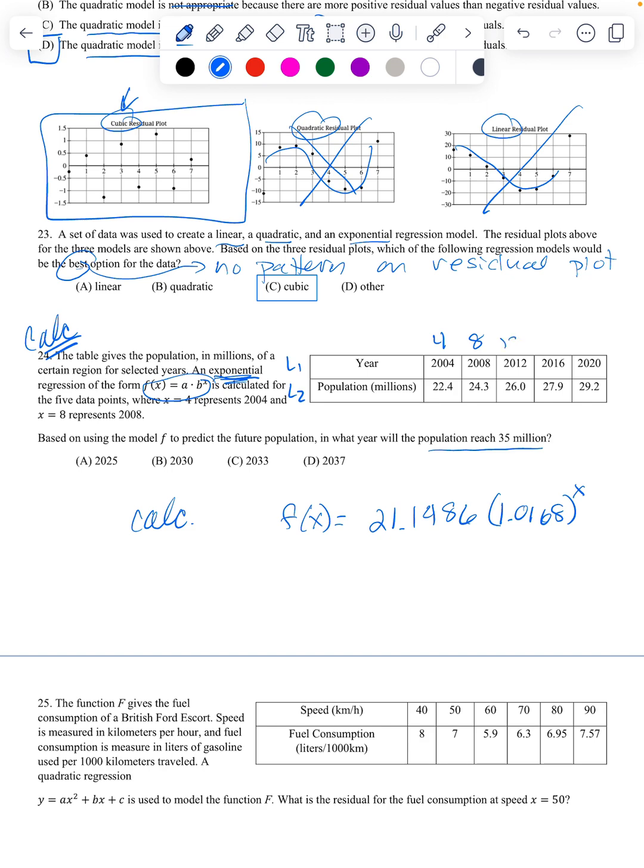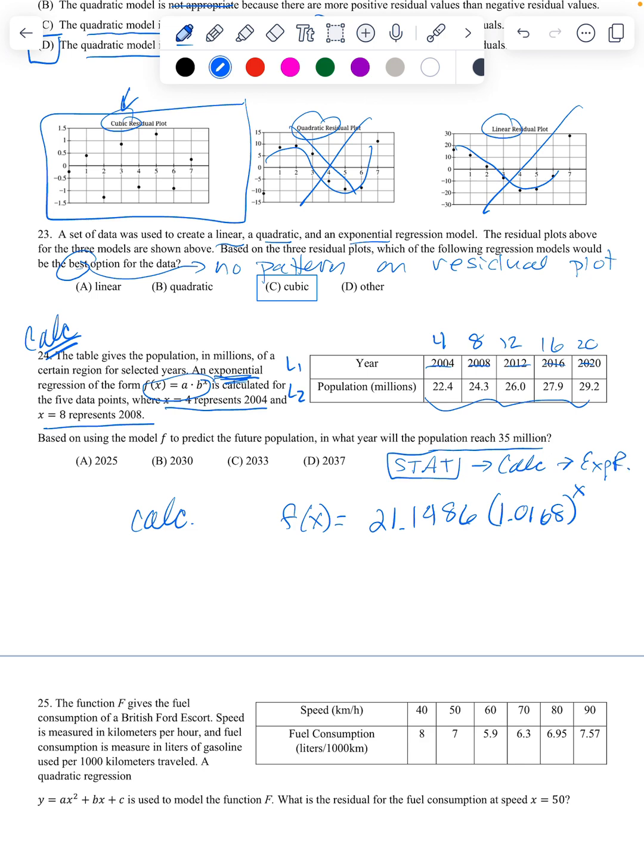Now, keeping in mind that you are entering the numbers like this. You are not entering in the full year. It told you right in here how to enter those. So you'll be entering 4, 8, 12, 16, and 20 into L1, and then these numbers into L2. You'll be going to stat to edit, to put those in, and then you'll be going to stat, calculate exponential regression in order to get this equation.